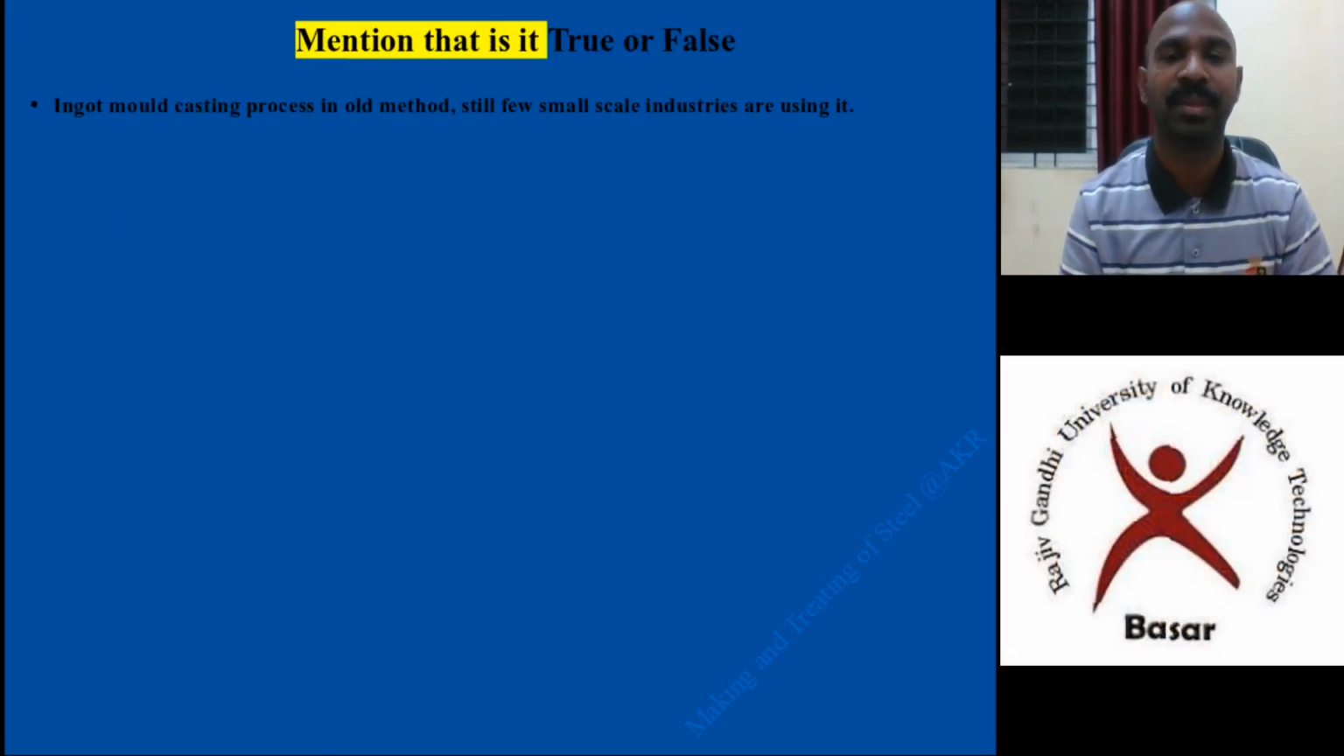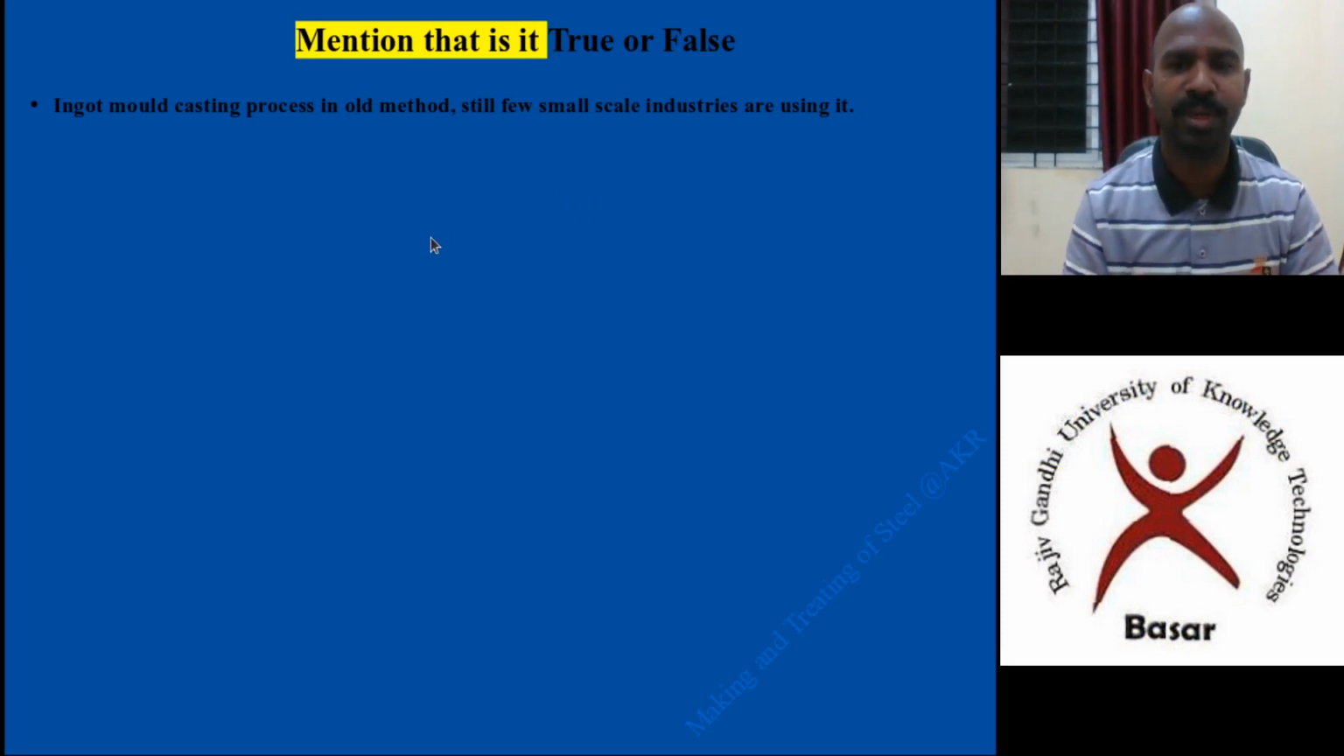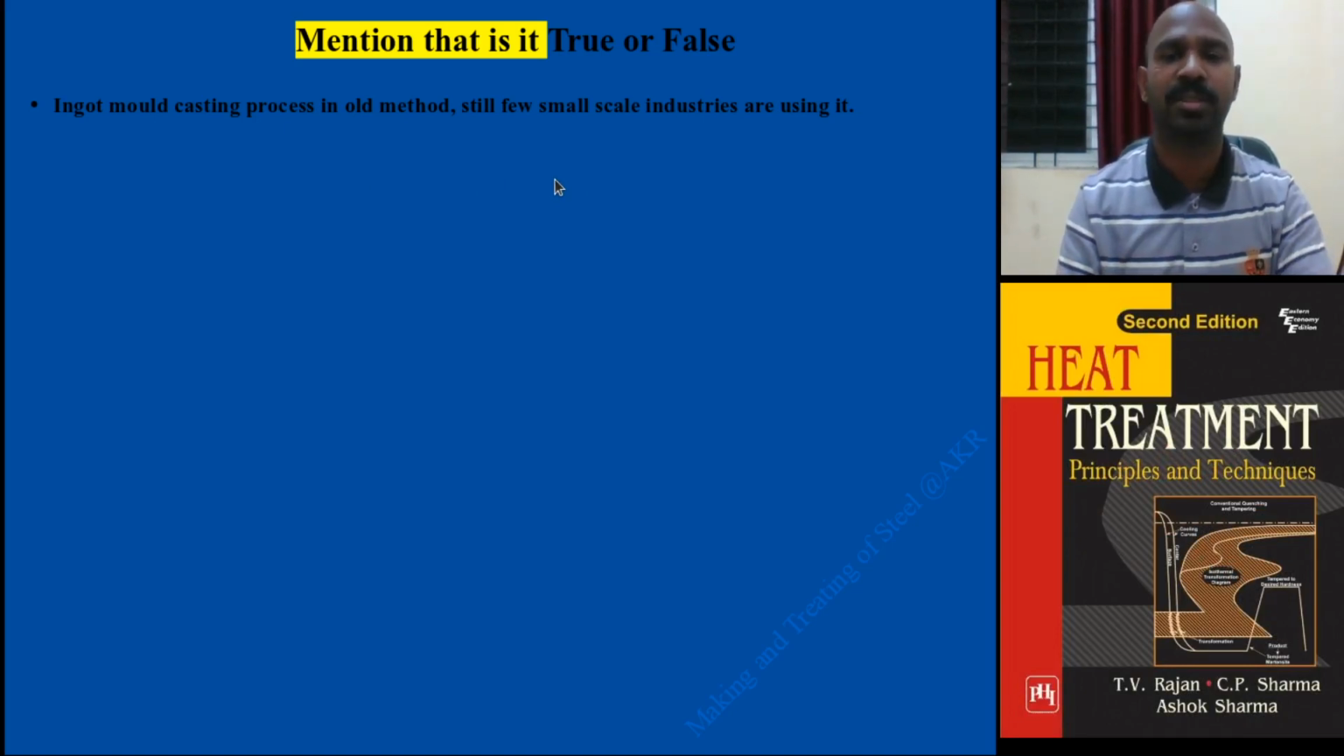Now give your opinion as the conclusion of this topic: the ingot mold casting process is an old method, but for special alloyed steels, such as in nuclear reactor applications and aerospace applications, this ingot mold process is still under practice in a few small-scale industries. Is it true or false? Please give your opinion. Thank you.